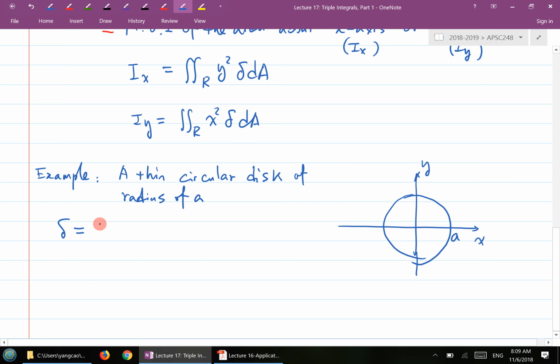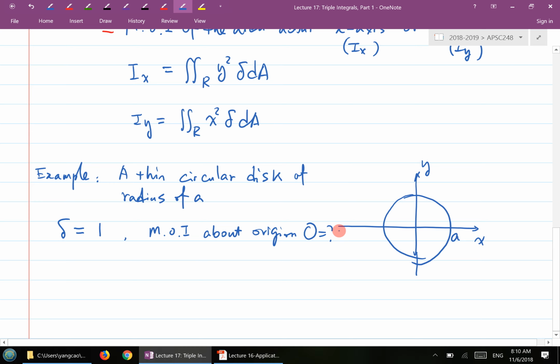Its density delta equals 1, so there's a unity density across the whole thin plate. And I wanted to calculate basically what is the moment of inertia of this thin plate with respect to the origin O here. So what's the moment of inertia about origin O? When you see about origin O, basically it's about the z-axis. So moment of inertia is always about an axis.